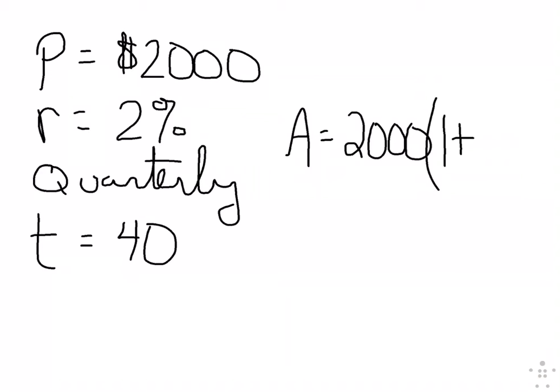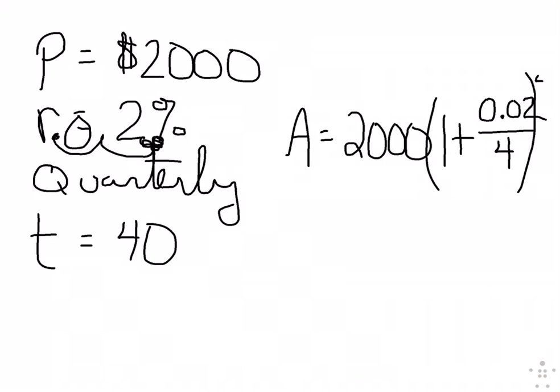1 plus. When you put the R in there, do you put 2 in there? What do you put in there? 0.02. You've got to move it over 2 spaces. Where's the decimal place at now if it's 2%? After the 2, so 1 spot, so 1 zero in front of it. Okay? Divided by, how many times is quarterly being done? 4. Good. Raised to the 4 times, how many years are we going? 40.